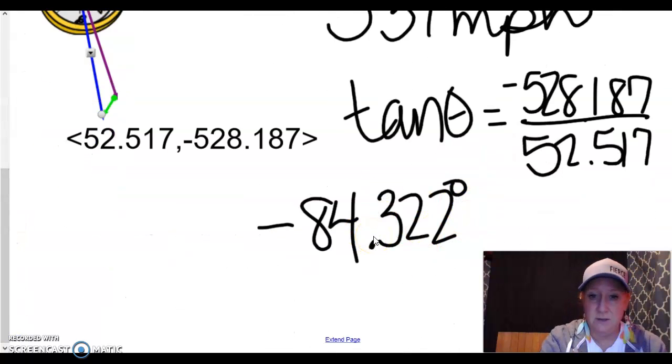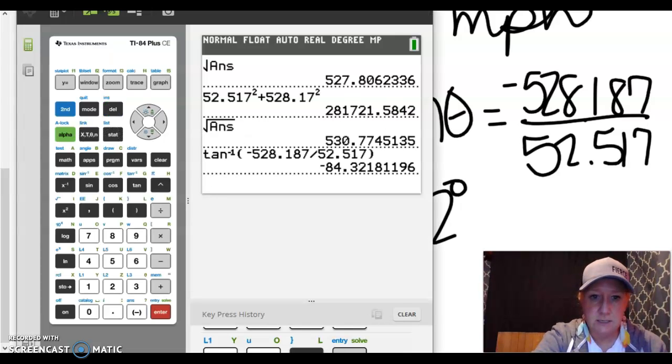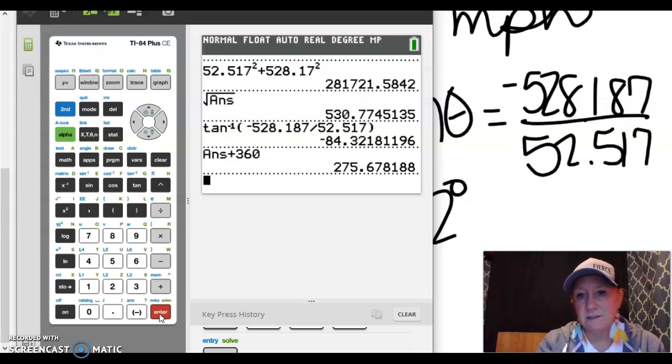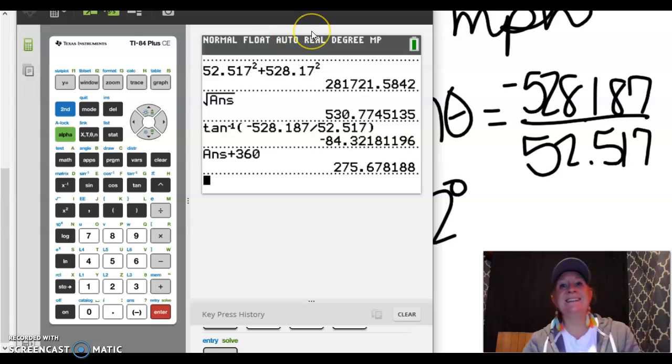That could also be called, if I went the other way, 275.678 degrees. So that's how the programs that the air traffic controllers are using work. They take into account how fast and what trajectory the plane is going, and then the wind, and that helps them get to the right place, and they just do all the calculations from there. Super cool.